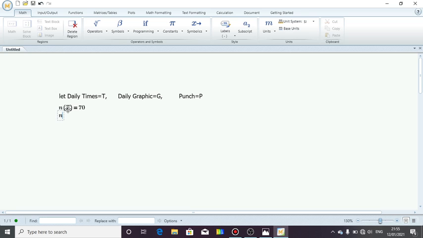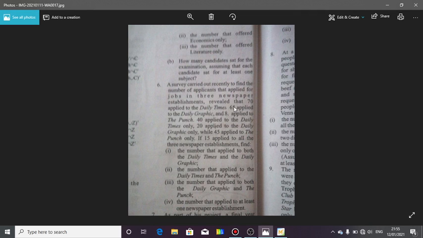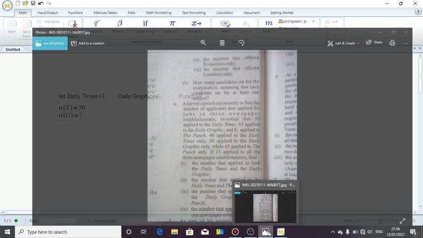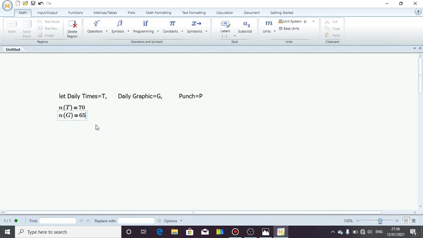Then the total number of graphics is what? Let me check the question again. So 65 apply to Daily Graphics, then 85 to Punch. Okay, so we have 65 and 85. So we have 65 here. Then those that apply to the Punch, they are 85. So these are the 3 basic information given.